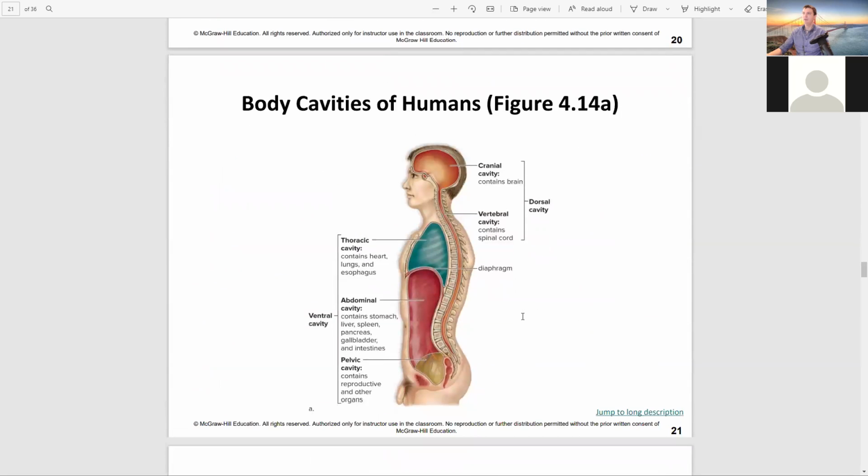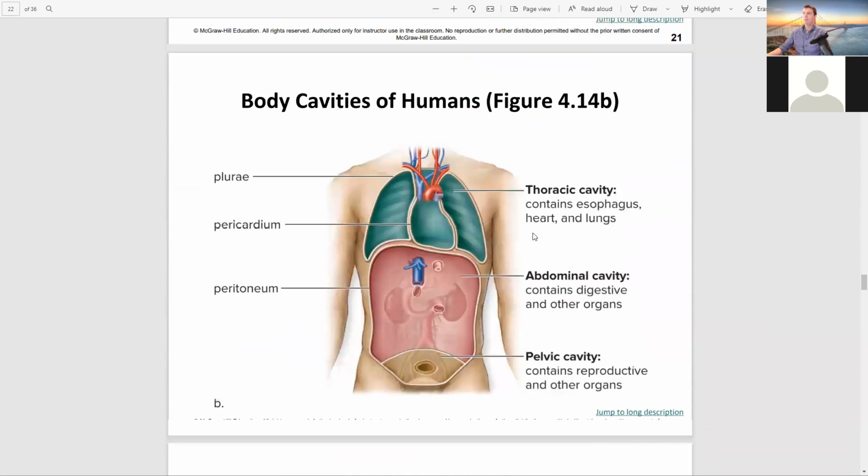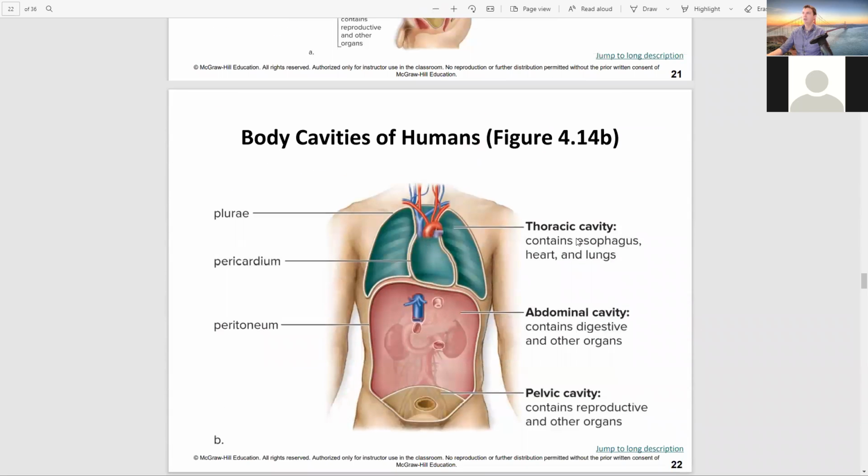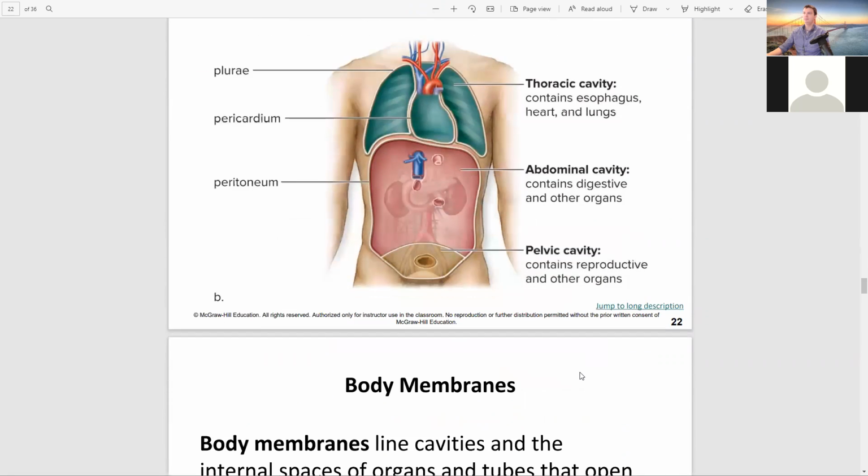Okay, so that's illustrated here. Again, we have the dorsal cavity, which has the cranial and vertebral cavity. And then we have the ventral cavity, which is the thoracic, abdominal, and pelvic cavities. The thoracic cavity contains the esophagus, heart, and lungs. The abdominal cavity contains digestive and other organs, and the pelvic cavity contains reproductive and other organs.